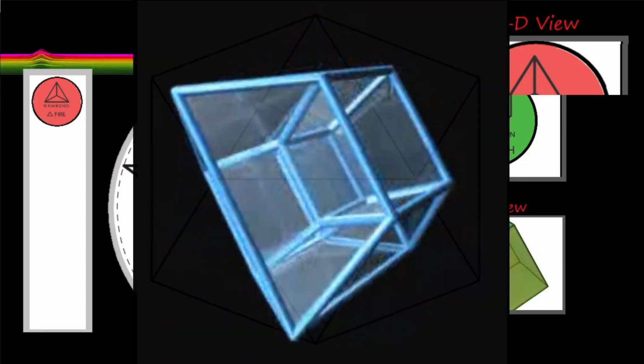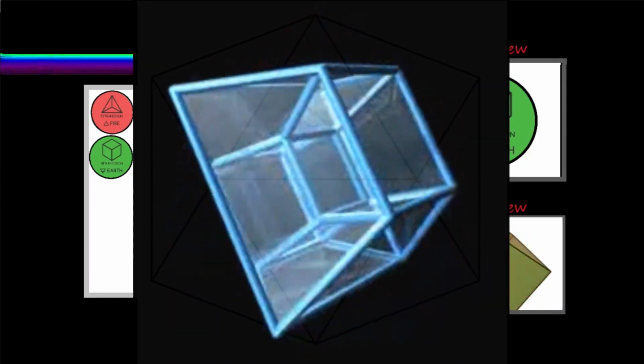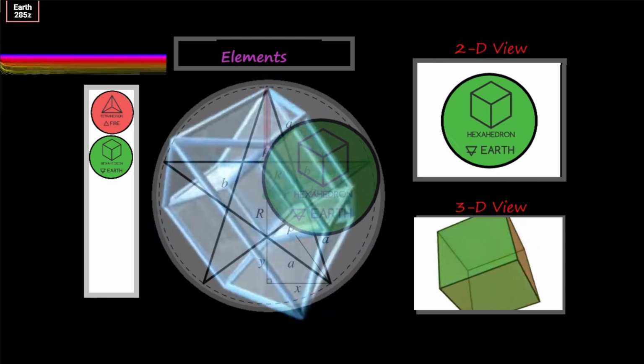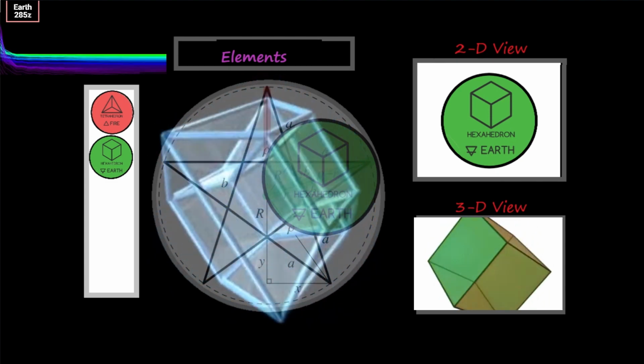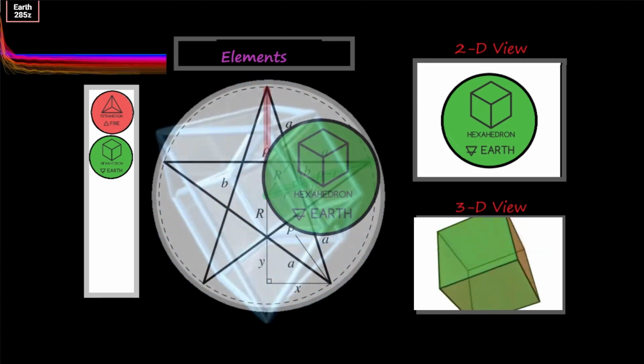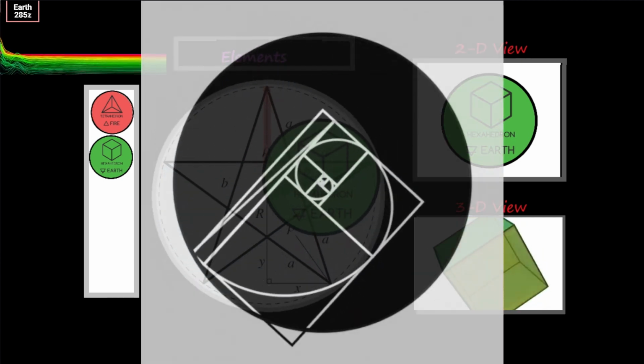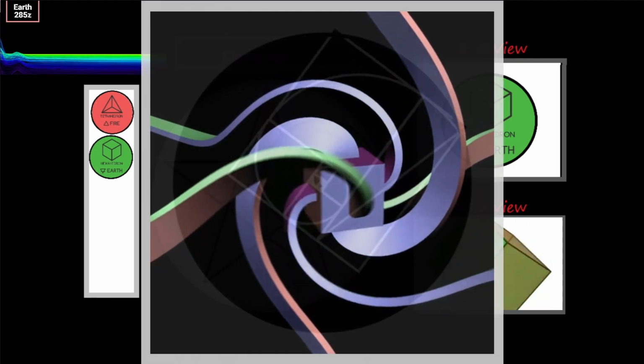As we transition to the second circumradius, we will associate this with the earth element, which is represented with the hexahedron. It is considered stable. It has 6 faces associated with the solidity, stability, and clear boundaries of the physical world.